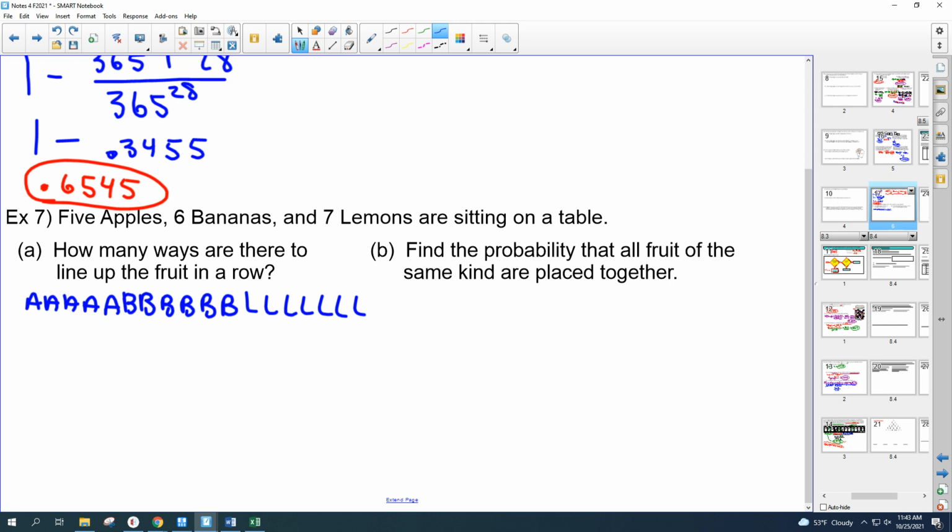If those things were all different, think about the Mississippi question. If you could tell this one was green and this one was red and this one was yellow, then it would be 18 factorial. But because you can't tell a difference between the apples and the bananas and the lemons, we're going to divide off the number of ways of shuffling the apples and shuffling the bananas and shuffling the lemons. That is the Mississippi question right there. How many ways?